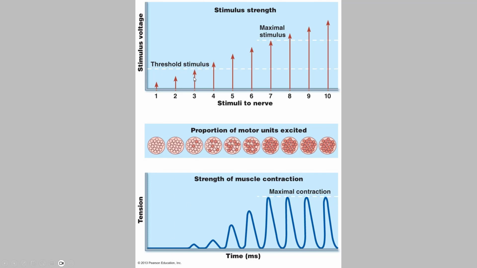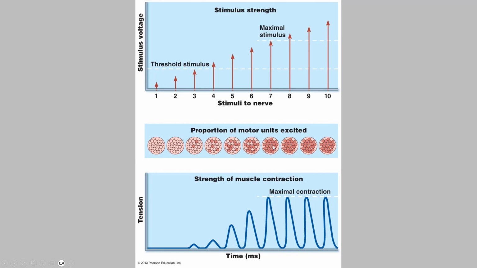Number 3, strong enough stimulus to reach threshold within the muscle. We get a couple of muscle cells contract. We get a little bit of tension developing. 4, 5, 6, 7, same thing. We're increasing the stimulus. We activate more and more motor units. So we have more of those muscle cells contracting. Tension is a little bit stronger each time.